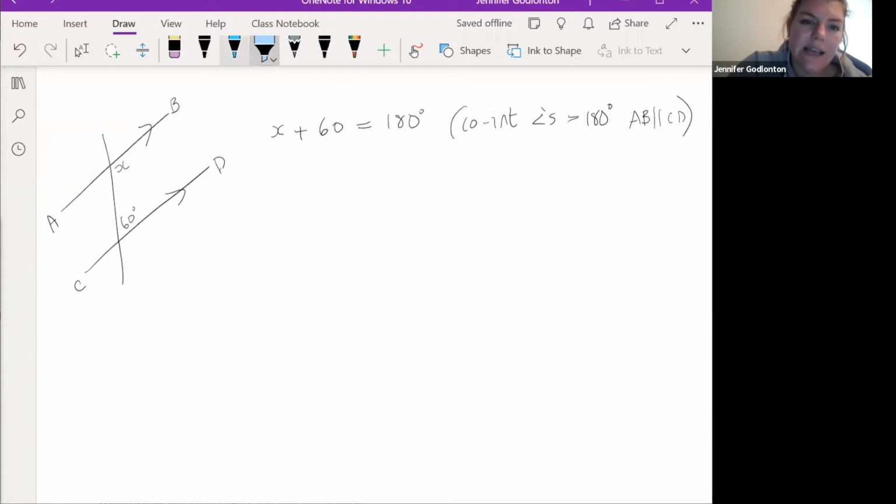Okay, so we're saying those are the two angles that I'm caring about. That's my U shape. We're saying they are going to work together. So that angle plus that angle is going to equal 180 because they are co-interior angles.